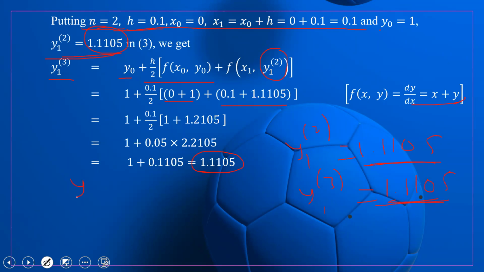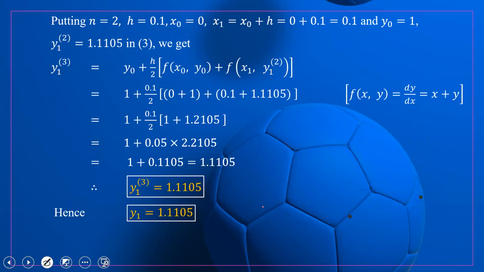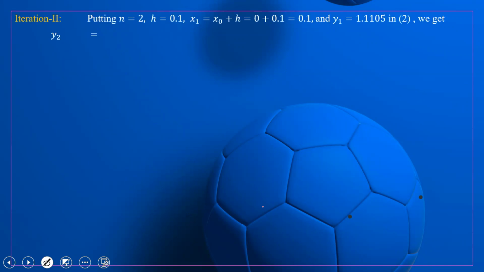Then what is the approximate value of y at 0.1? It is 1.1105. This is the value of y at 0.1. So now we go to the next step. Now we calculate y2. Let us calculate y2. Hence y1 is equal to 1.1105 is the value of y1. Now we calculate, putting n equal to 2.